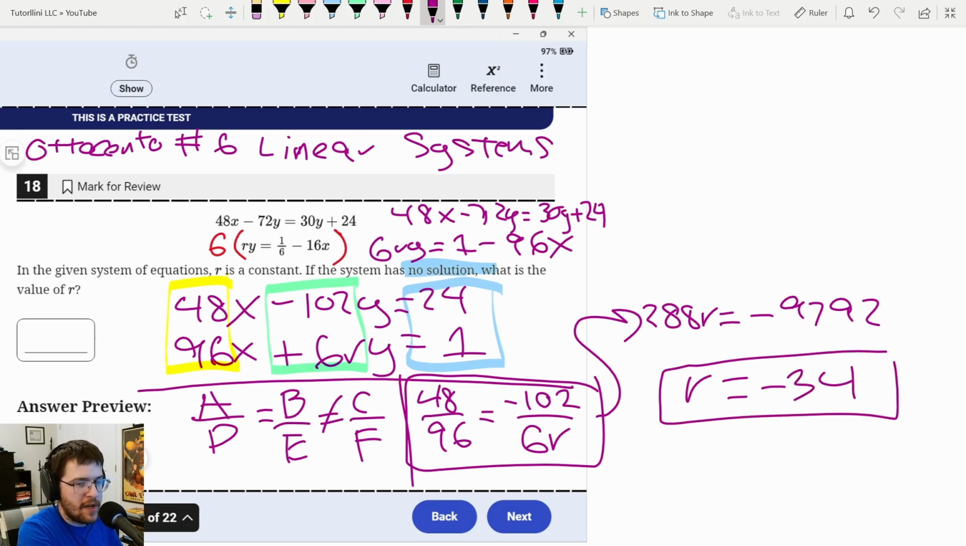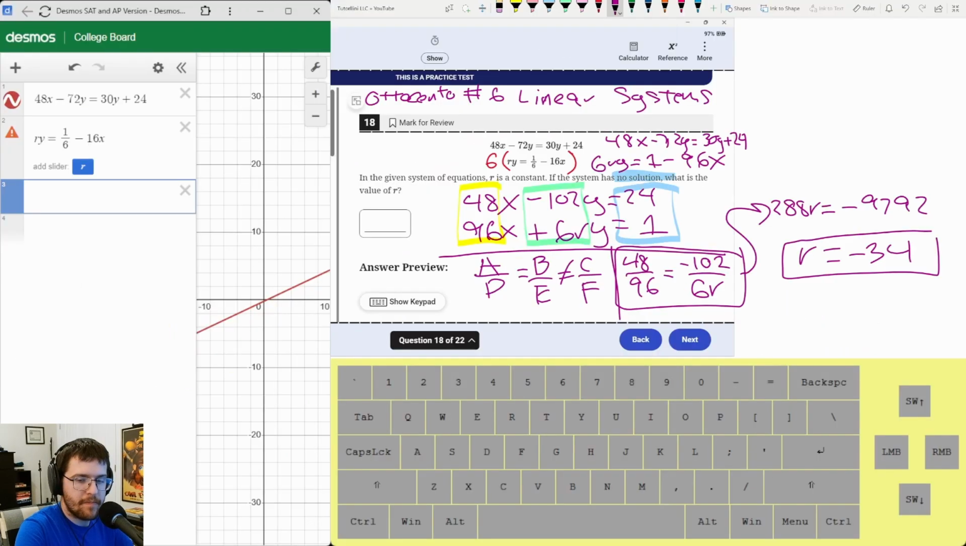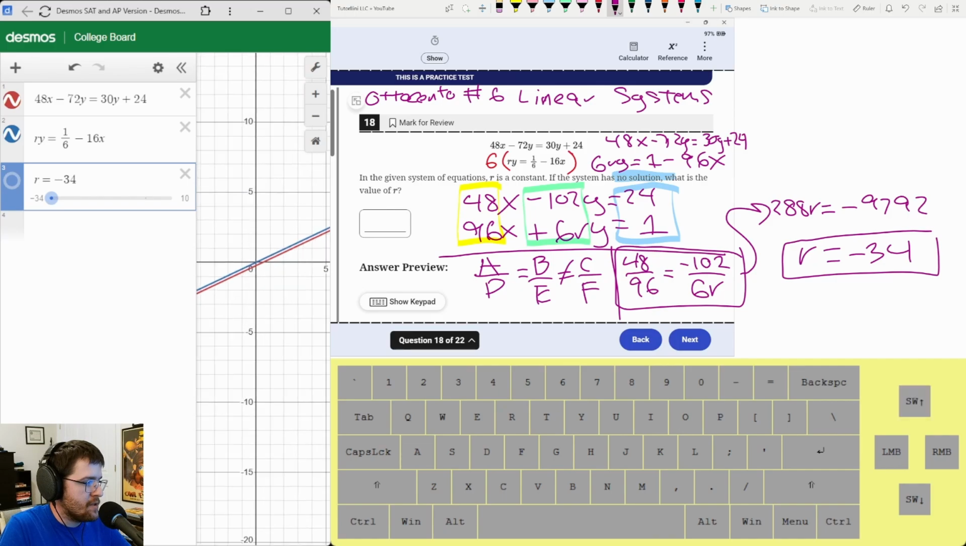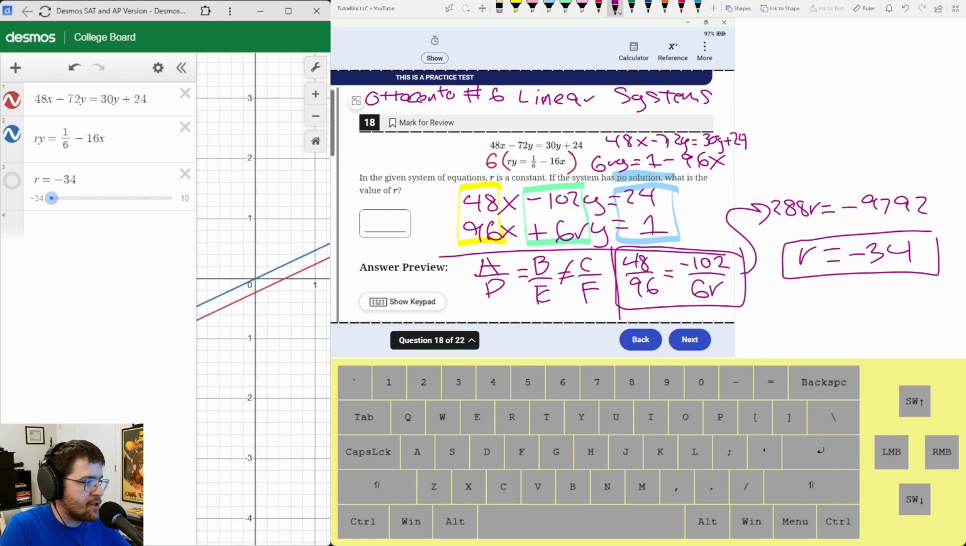I don't suggest relying on Desmos to get the answer, because the answer could be like a messy fraction, like 11/7 or something. But we can use it to validate the answer, make sure we did it right before we move on. So let's go do that. Okay, so I typed in the two equations exactly as they were written at the beginning of the problem. And r equals negative 34. We don't care about this little circle graph. We can hide that. Let's zoom in. And it certainly looks like those lines are parallel, so they have no solution. So that means we did a good job.